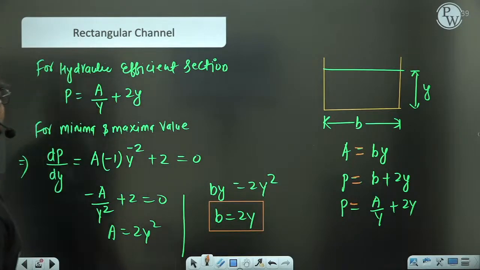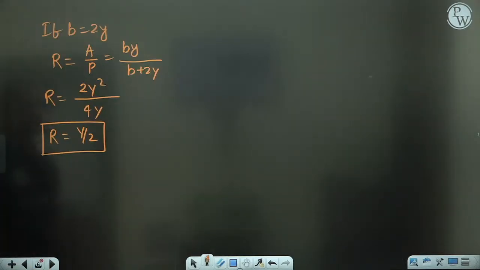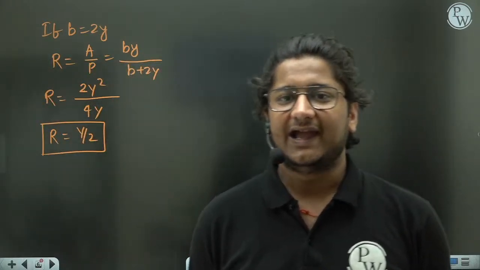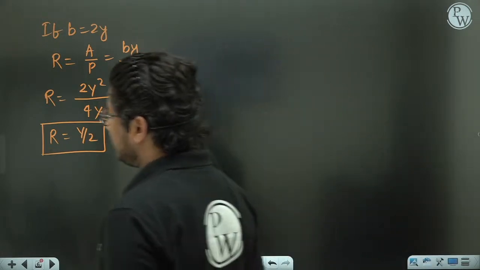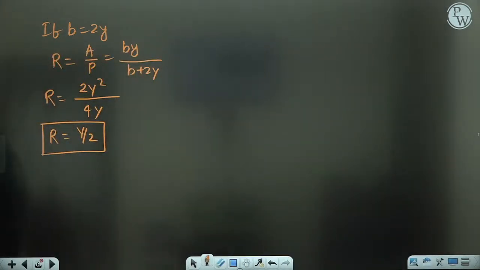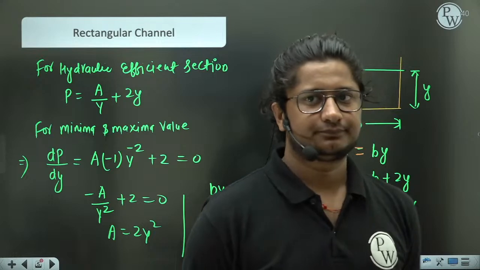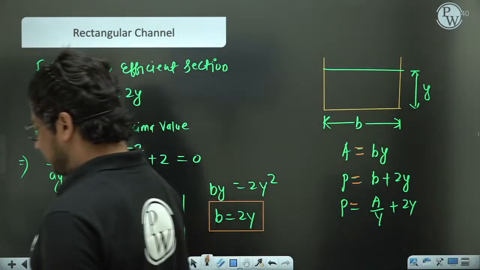Okay. So this is all about the rectangular section. In a rectangular section, the condition for hydraulic efficient section will be B equal to 2y, and for that if you need to find out R, it will be y by 2. Kindly note it down fast. Is it noted, everyone?